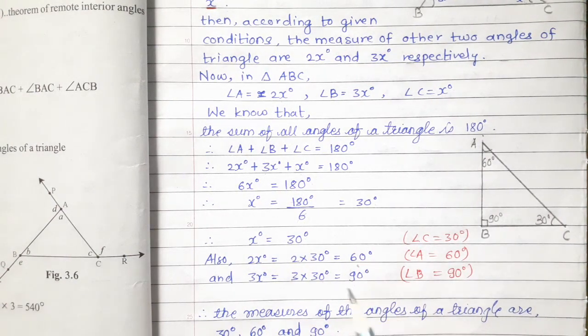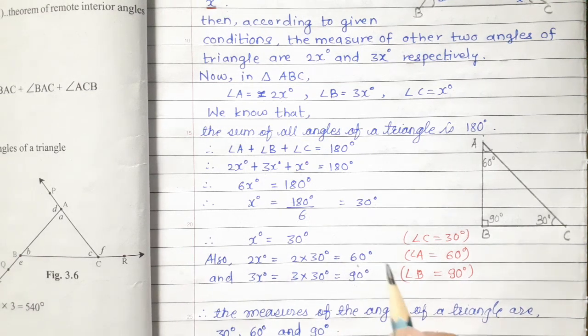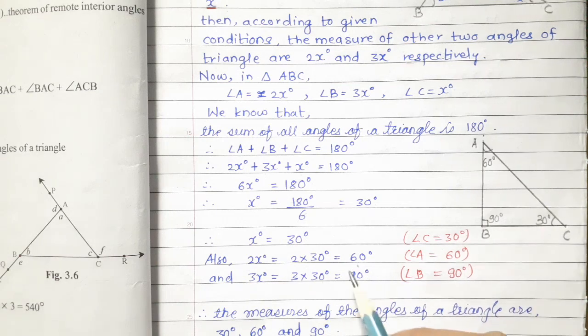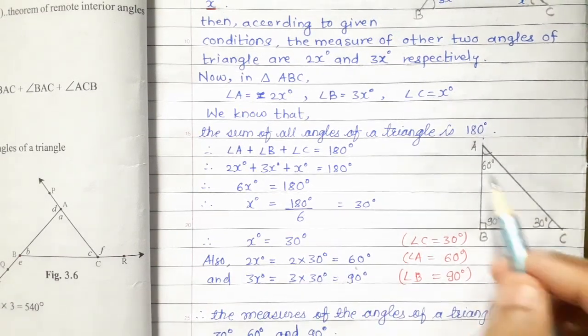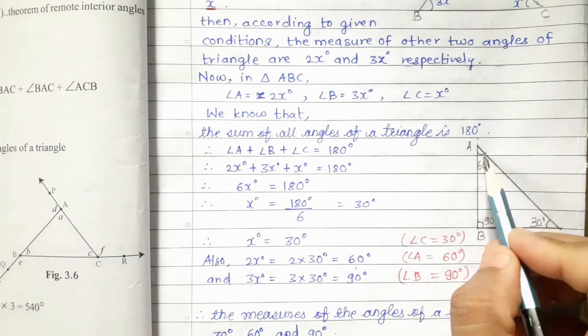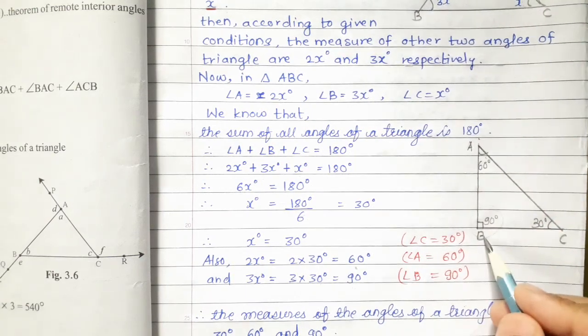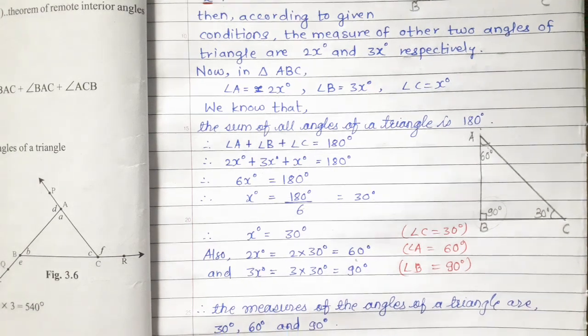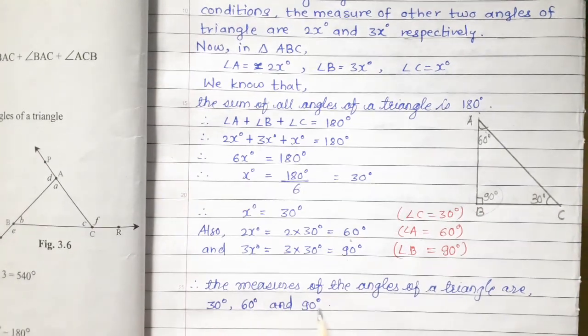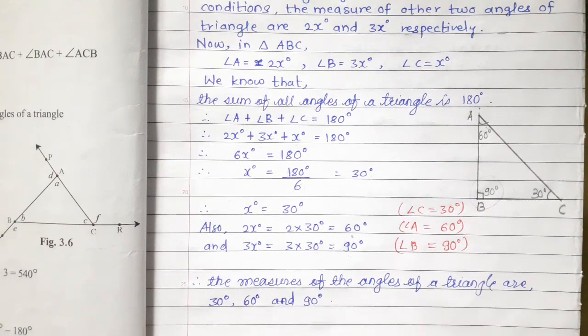Here we have one of the angle measures is 90 degree. That means that triangle is a right angle triangle. So from these measures we have triangle ABC, and measure of angle A is 60 degree, measure of angle B is 90 degree, and measure of angle C is 30 degree. So here the required answer is the measure of the angles of a triangle are 30 degree, 60 degree, and 90 degree.